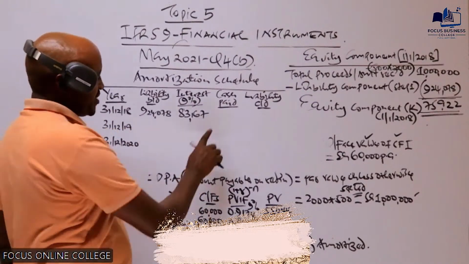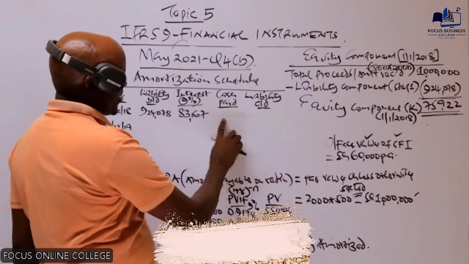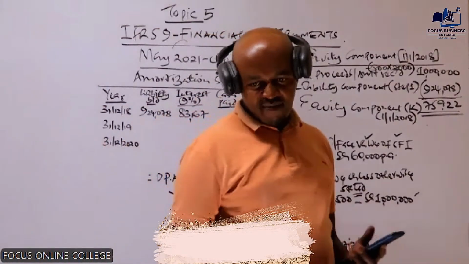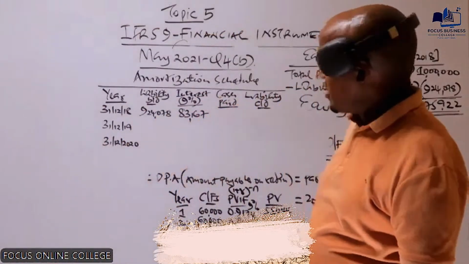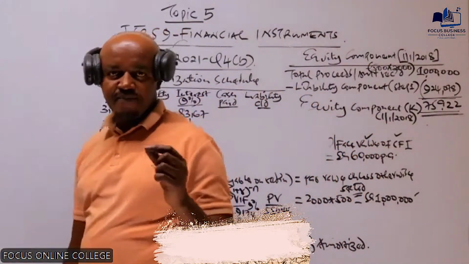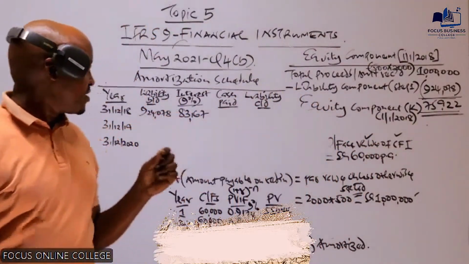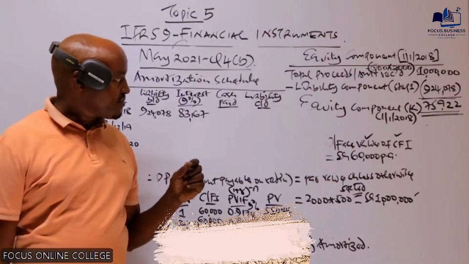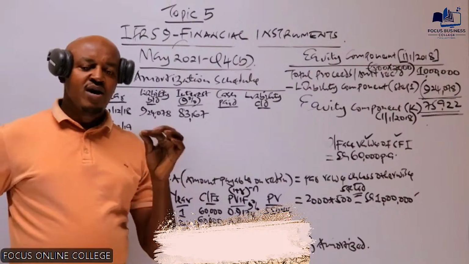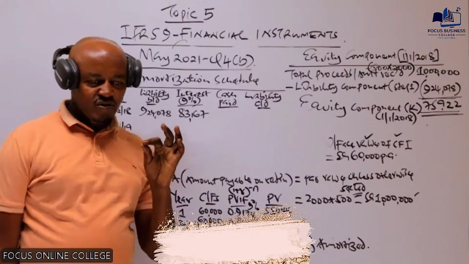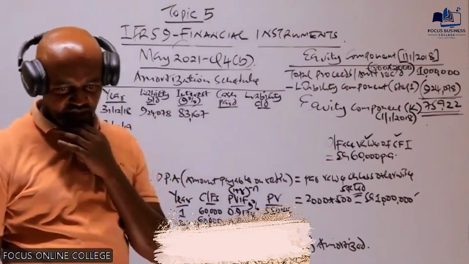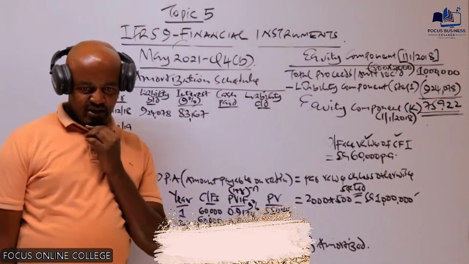Can someone tell me how much cash was paid by our company in year 1? Our company here, this company which had issued these 6% convertible loan notes. How much cash did they pay to the holders of those convertible loan notes? How much cash was paid?